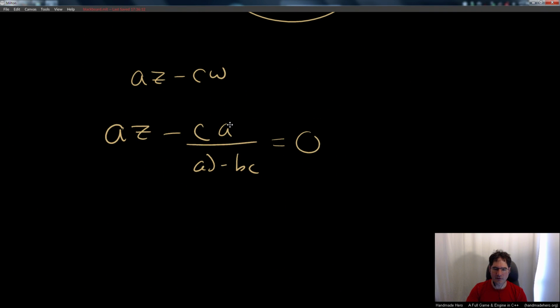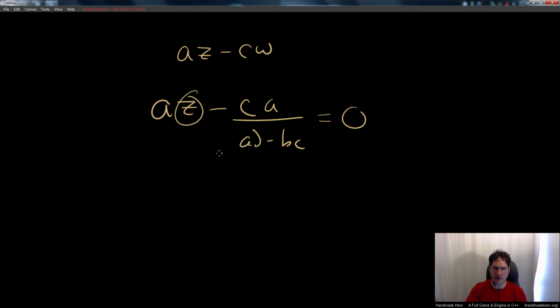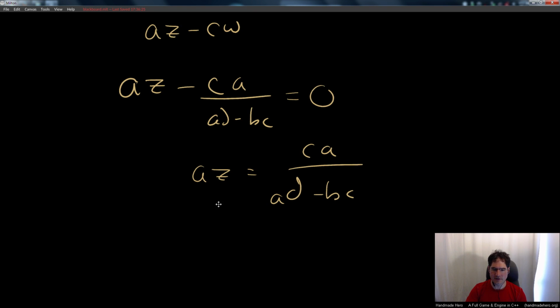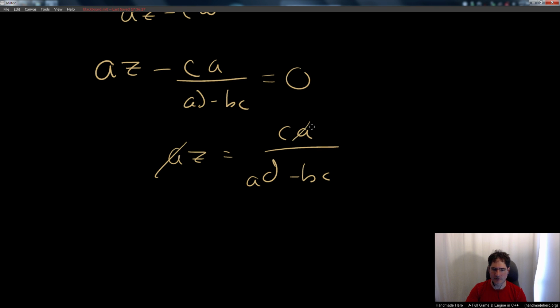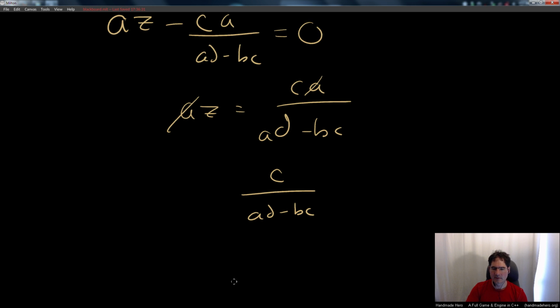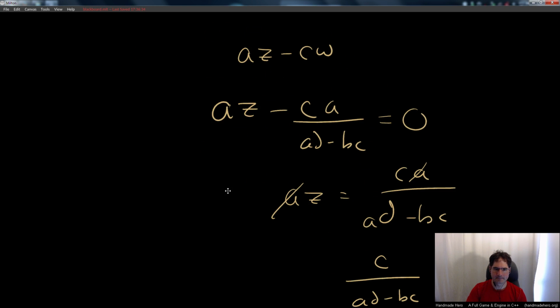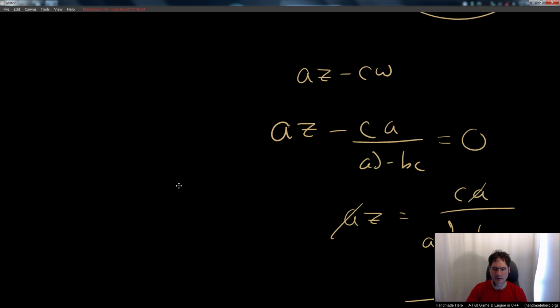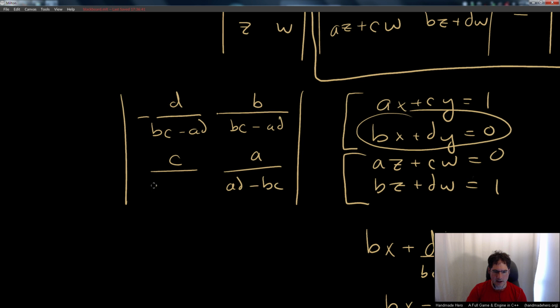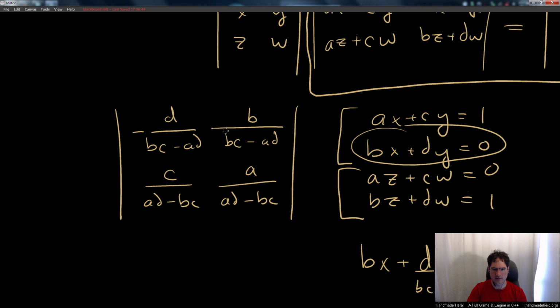Okay. So if I want to finish solving, I have to solve for my z. Well, that doesn't look particularly hard. I'll just end up with az equals ca over ad minus bc. So I just need to divide by my a, but of course there already is an a. So I end up with just c over ad minus bc. And that's it. And there's all my terms.